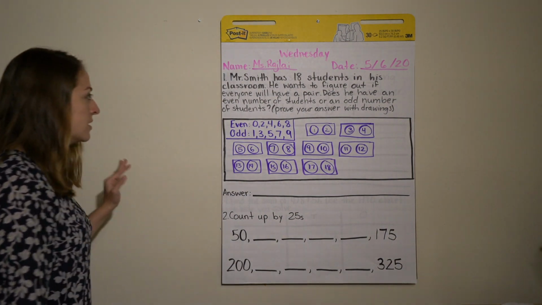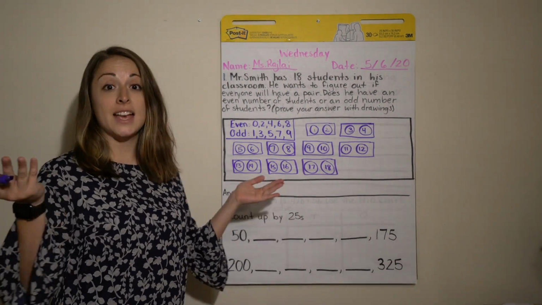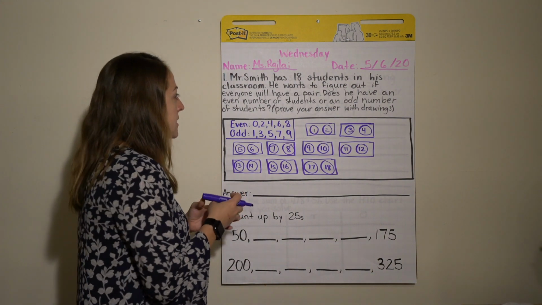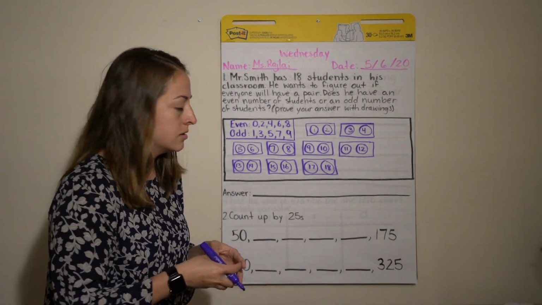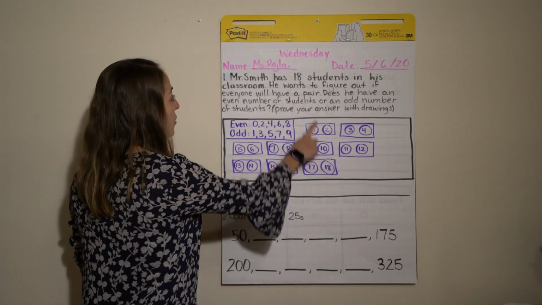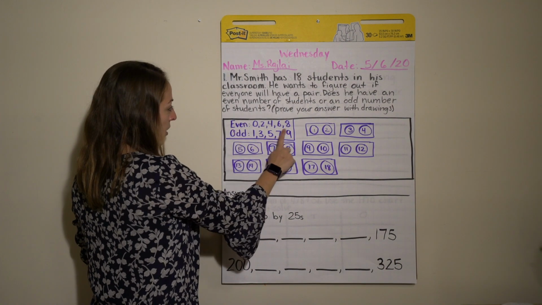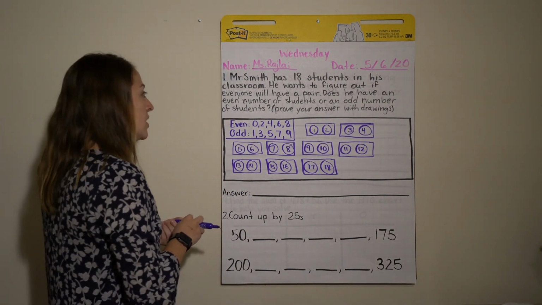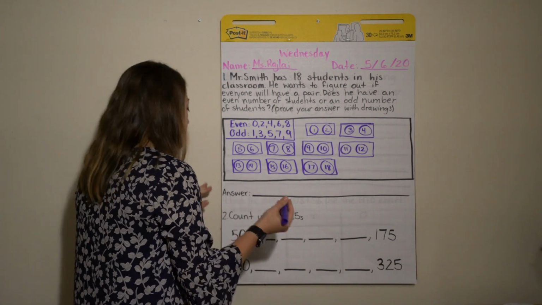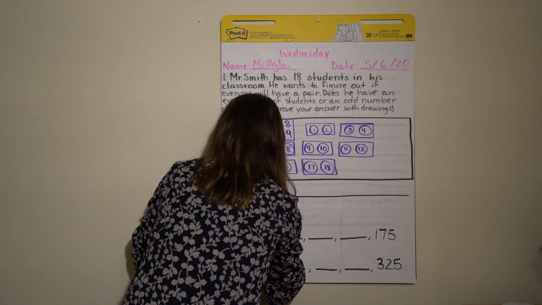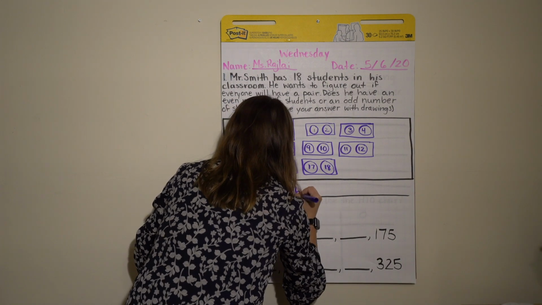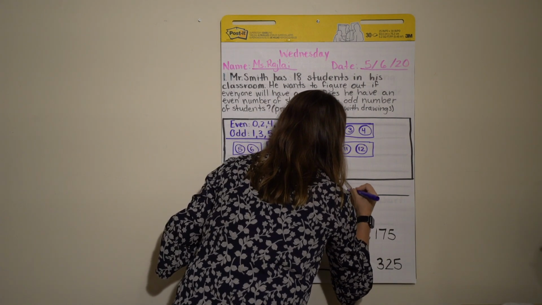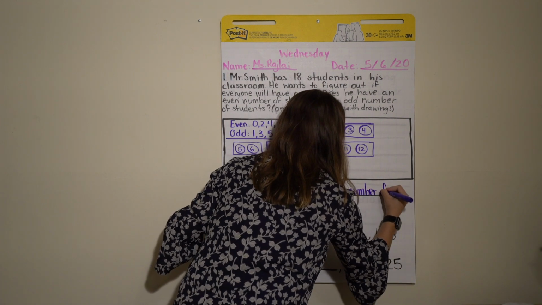So will everyone in Mr. Smith's class have a pair? Yes, everyone will have a pair. So that also gives us a clue that 18 is an even amount of students, okay? Because everyone has a pair, and there's also an 8 in the ones place. And if we're looking over here, we can see there's an 8 for the even, okay? So our answer, the question says, does he have an even number of students or an odd number of students? We can say Mr. Smith has an even number of students.